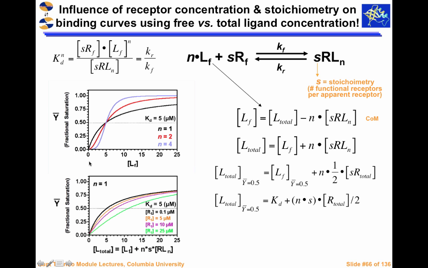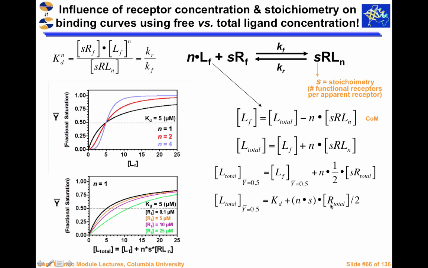So if this is a free ligand plot, and we now want to go down to a total ligand plot, total ligand being free plus bound, the simulated data here are all n equal 1 data, so we're still using a receptor with a dissociation constant of 5 micromolar. The black curve here is essentially showing the free ligand relationship. I'll come back to that in a moment. As you do the binding experiment with more and more receptor, the free ligand at 50% saturation is always the Kd. The free ligand at 50% saturation is always this point.